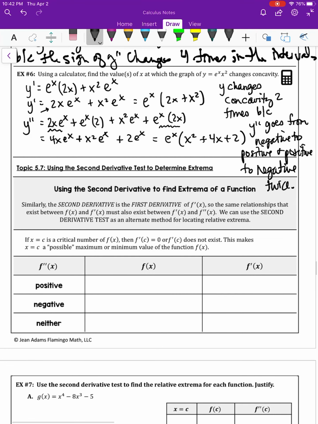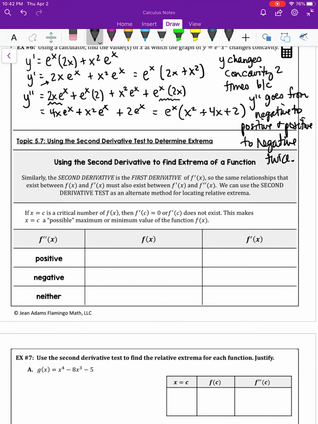All right, so now using the second derivative to find extrema of a function. Similarly, the second derivative is the first derivative of f prime of x. So the same relationship that exists between f of x and f prime of x must also exist between f prime of x and f double prime of x. We can use the second derivative test as an alternate method for locating relative extrema. So if x equals c is a critical number of f of x, then f prime of c equals 0 or f prime of c does not exist. This makes x equals c a possible maximum or minimum value of the function f of x.